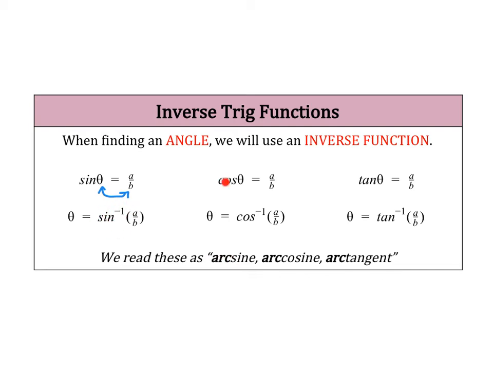So same thing here. If we have the cosine of theta equals a over b, and we're trying to solve for our angle, we swap the values and we use arc cosine. That's our inverse cosine function. And if we have tangent of theta equals a over b, we can say that theta equals arc tangent of a over b. So you swap the values and you use the inverse function. This is something that your calculator will be able to do, but you still need to be able to show that you are using it in your work.